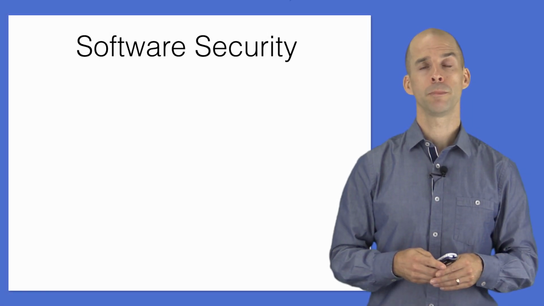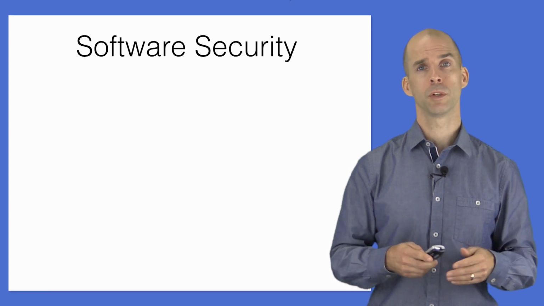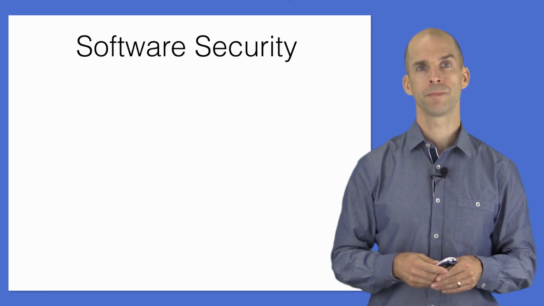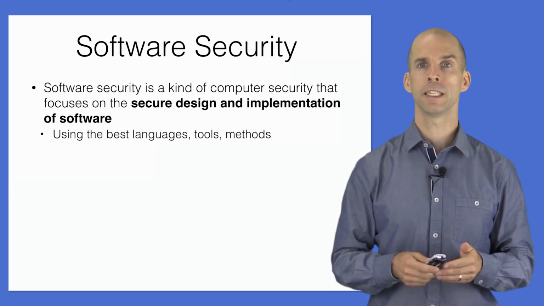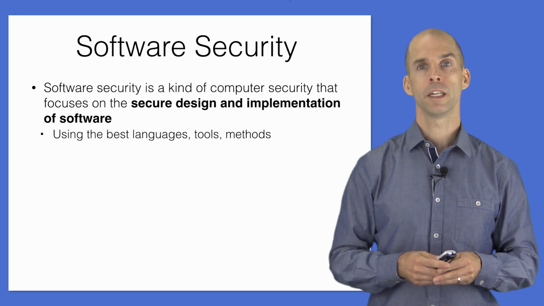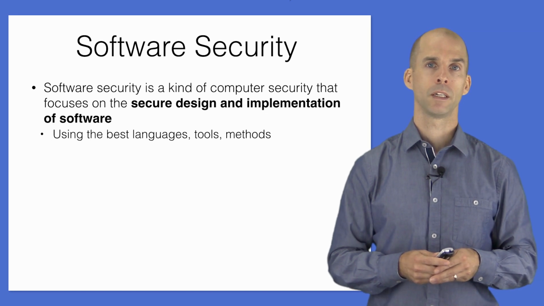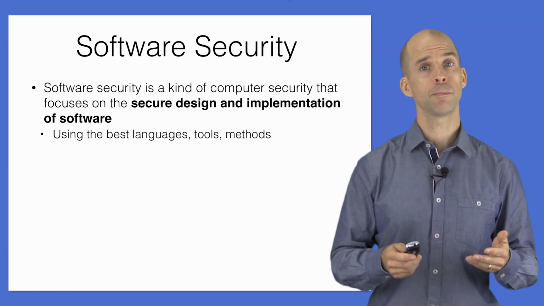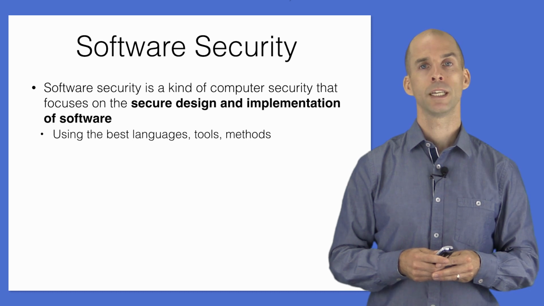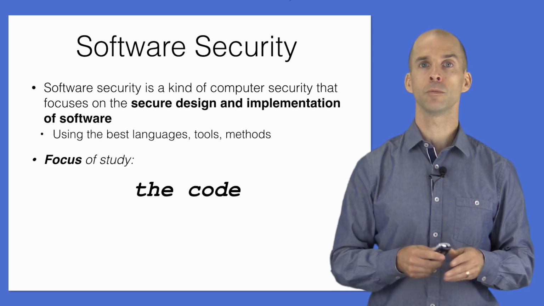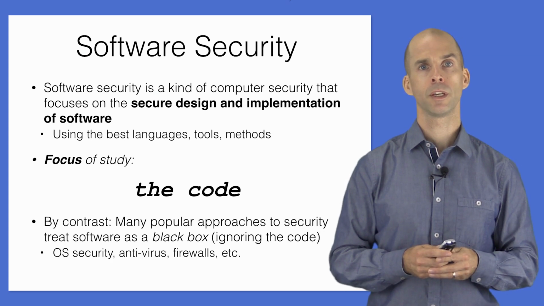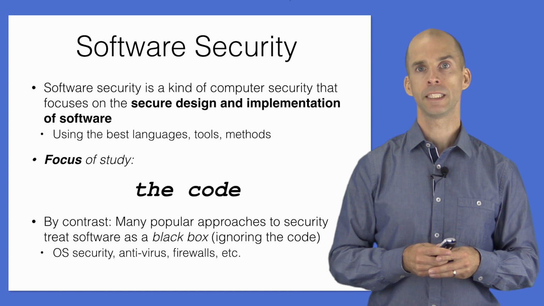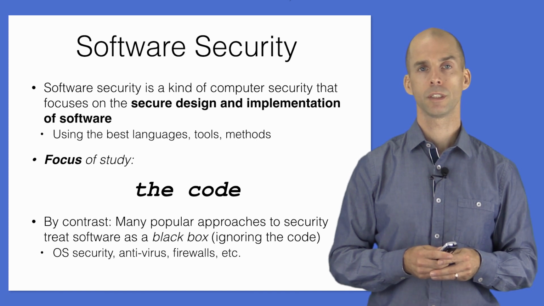So far, we have talked about computer security generally, but what is software security, the subject of this class in particular? Software security is a branch of computer security that focuses on the secure design and implementation of software. In other words, it focuses on avoiding software vulnerabilities, flaws, and bugs. While software security overlaps with and complements other areas of computer security, it is distinguished by its focus on a secure system's code. This focus makes it a white box approach, where other approaches are more black box. They tend to ignore the software's internals.